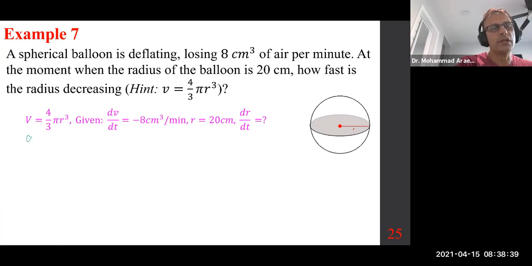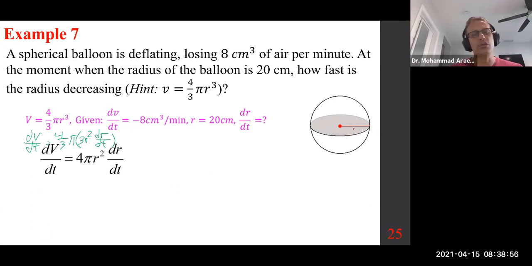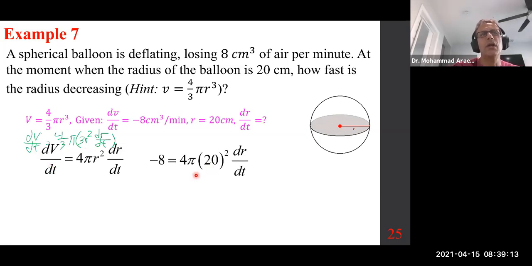When you want to differentiate this, dV/dt is 4/3 pi, and then r cubed, 3r squared, dr/dt, and we write it as 4 pi r squared dr/dt. We can either solve for dr/dt, or we can just plug in just the way it is. So let's do that. Replace this one with -8. Divide both sides by 4 pi times 20 squared, which is 400, and times 4 is 1600.